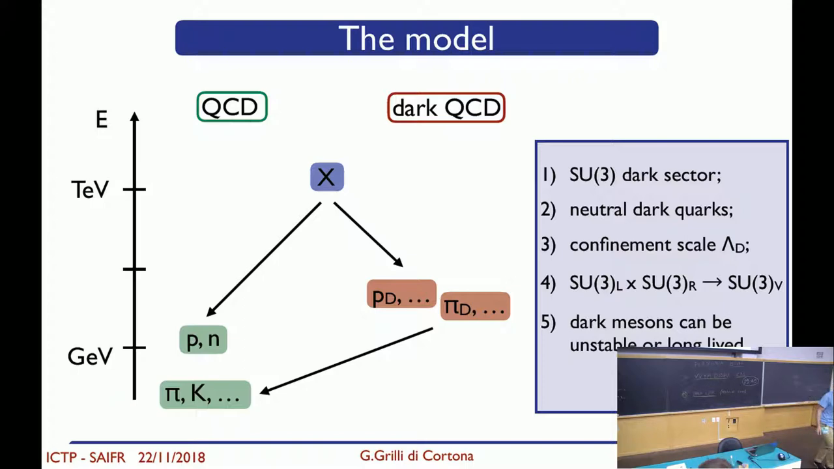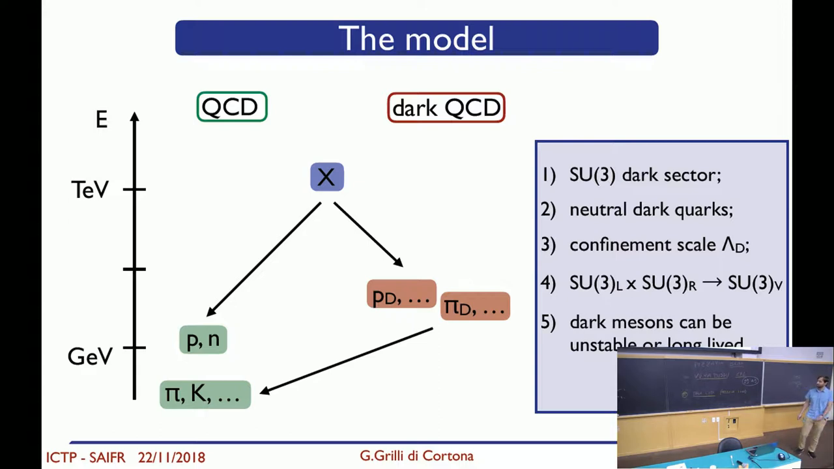Of course, it's impossible to study all possible dark sectors, so one has to take some benchmark scenario. So we took simply a dark QCD. We have three light dark quarks, an SU(3) confining symmetry, and the dark quarks are in the fundamental of this symmetry. We have, of course, a confinement scale Lambda, and as in the Standard Model, there will be an SU(3)_L times SU(3)_R symmetry that will be spontaneously broken to the SU(3) vectorial.